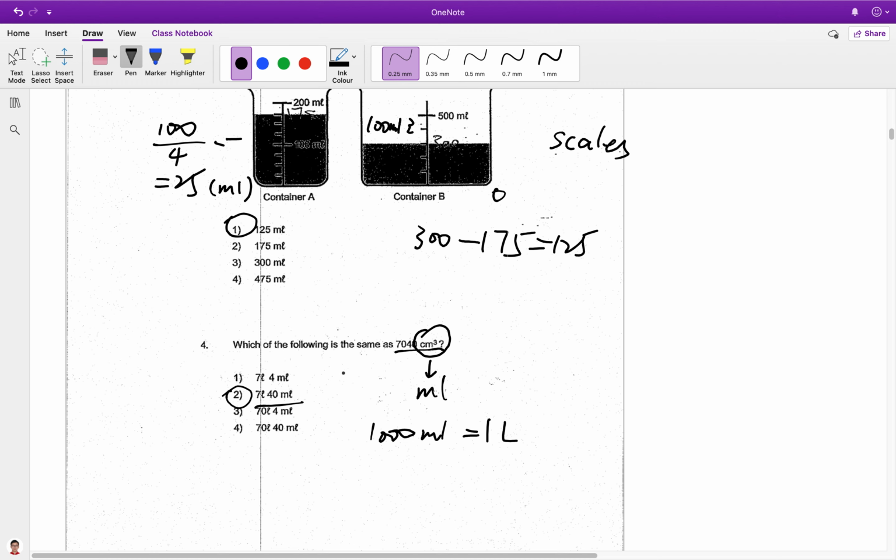So let's check it. Actually, we can verify it. For example, this one is 7,004, this one is 70 liters. There should be 1,000 here, 004. So here 70 liters, 400 ml, 040, which is different from this one. So this is the right answer.